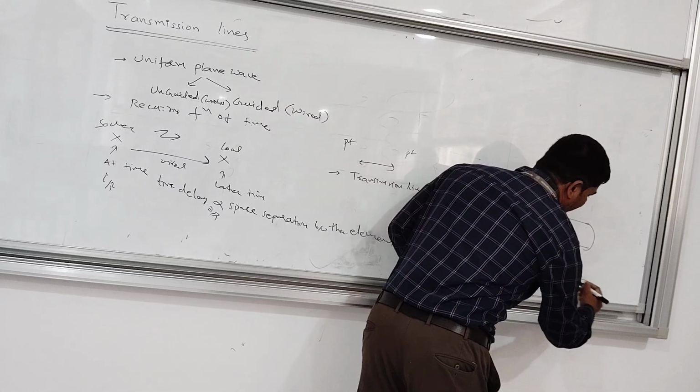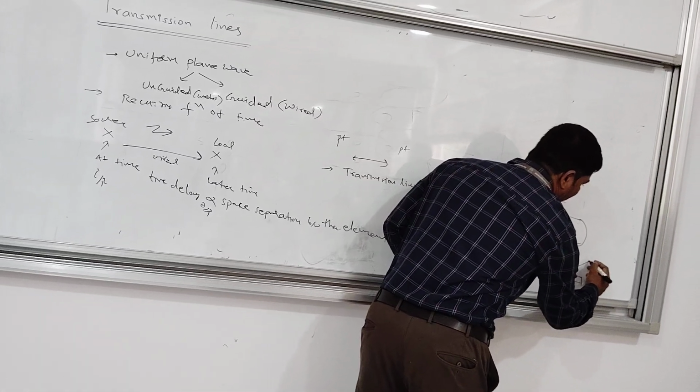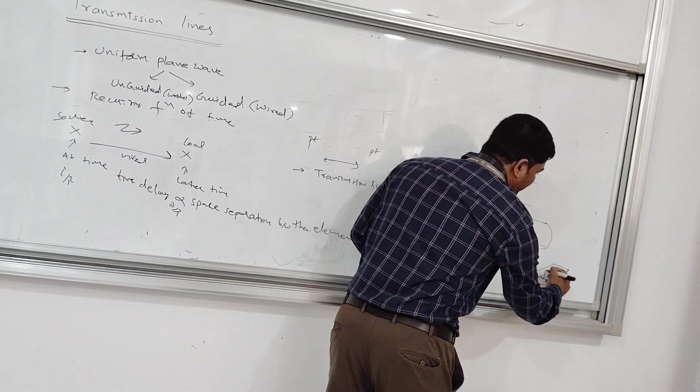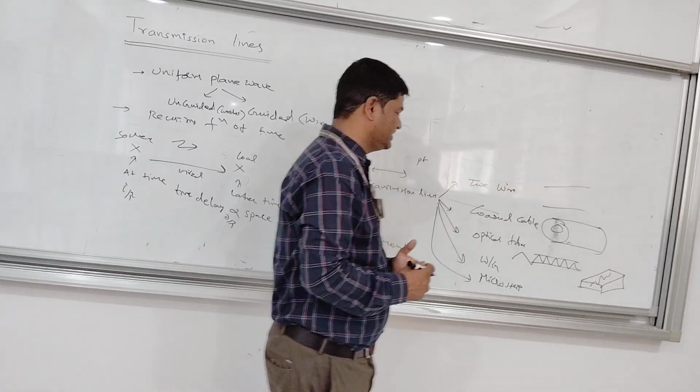Finally, we have a waveguide. In that waveguide, a metallic device is used as the boundary. Through that, the wave can be propagated from source to destination.